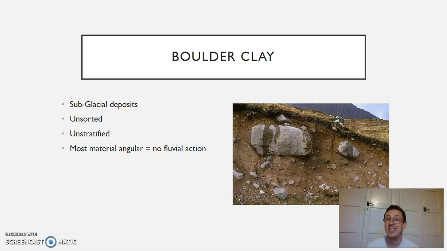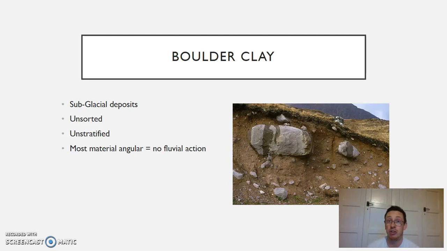One, they are almost entirely unsorted. So we don't see, for instance, if you've got a river, we would expect to see larger, more angular pieces in the upper course, and we would expect to trend towards smaller, more well-rounded material in the lower course. You don't see any form of sorting with boulder clay. If you look at the image on screen, you get the idea of what I'm talking about. Everything in that image, from the tiniest pieces of clay, grains of sand, up to that huge boulder, all form part of boulder clay.